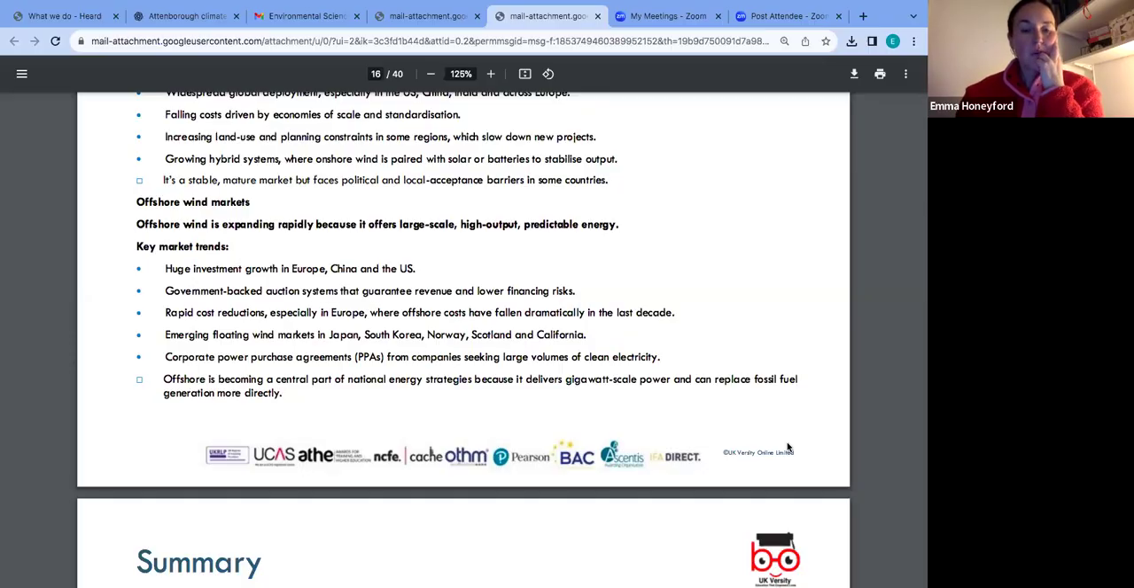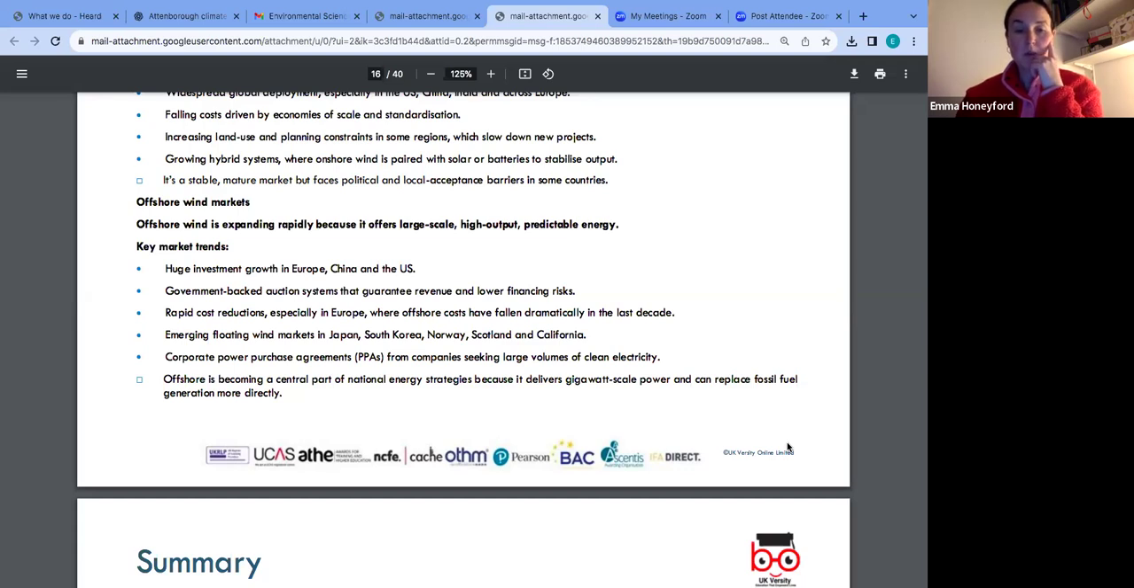So there's been obviously this drive from organisations to align their policy to net zero targets, which has increased massively over the last 10 years, has meant there's been more corporate power purchase agreements. So from companies seeking large volumes of clean technology. So this has worked well. So again, you're seeing the power of kind of market forces there.